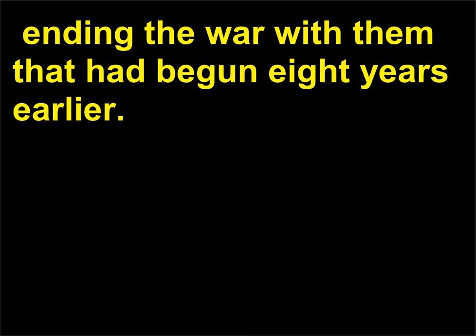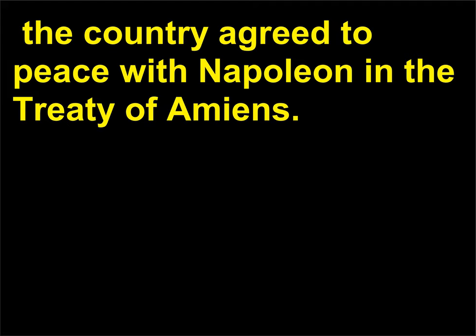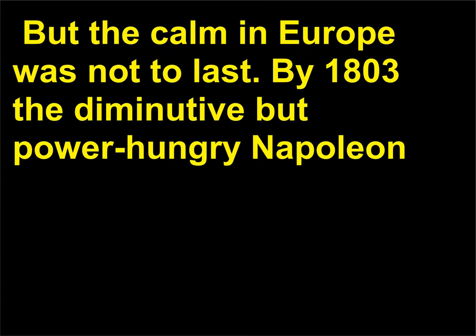Britain, fearing a growing European power on the continent, had declared war on France in 1793. By 1802, having grown tired of battle, the country agreed to peace with Napoleon in the Treaty of Amiens. But the calm in Europe was not to last.